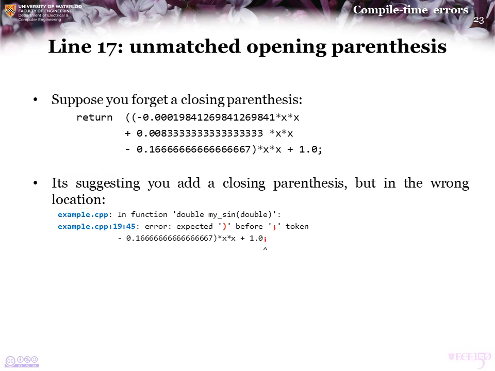Now, suppose that you forget a closing parenthesis. So here there are two opening parentheses, but only one closing parenthesis. Basically, what it's saying here is, wait a second, I expect a closing parenthesis before the semicolon that terminates the statement. Alright, now it doesn't know where that closing parenthesis should actually go. It's just telling you, look, you desperately need a closing parenthesis before you finish this statement.